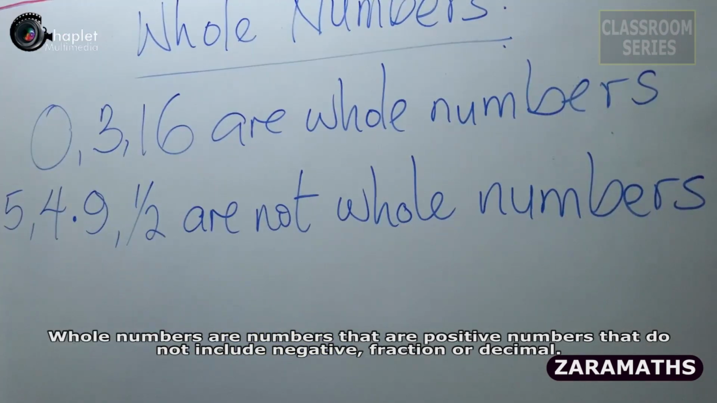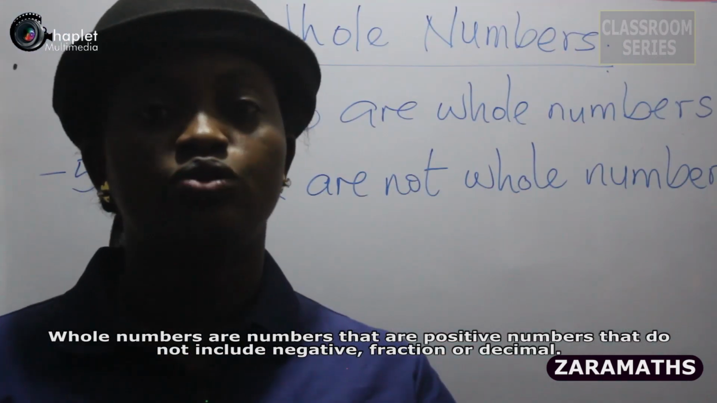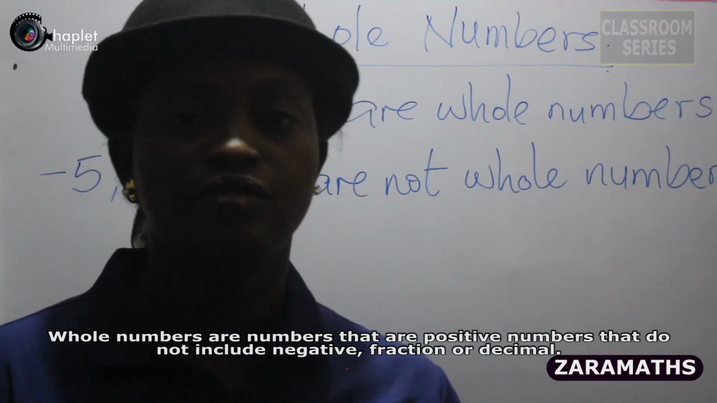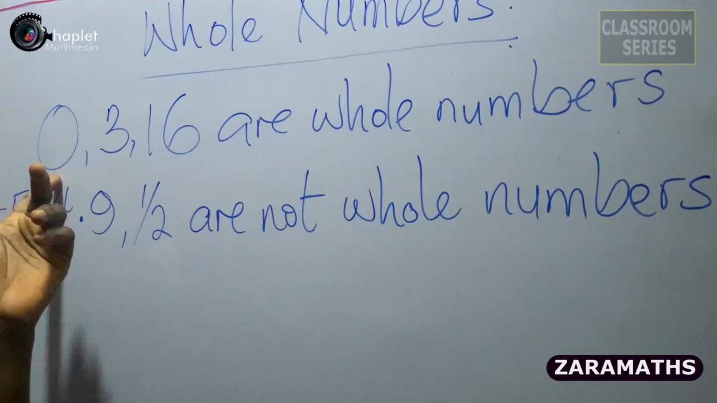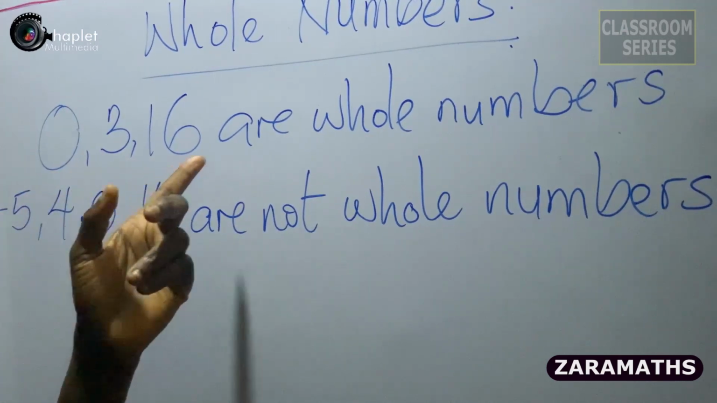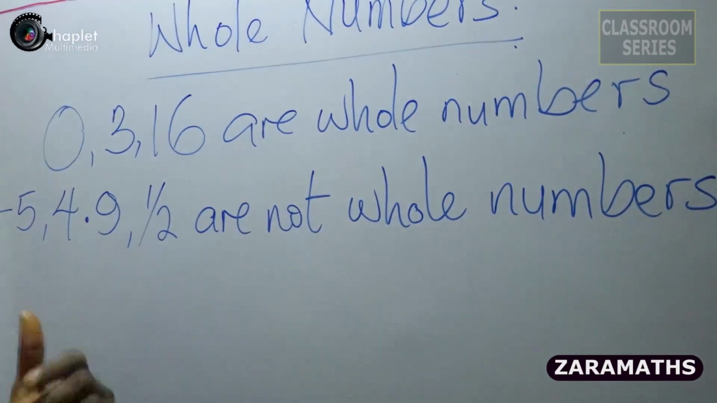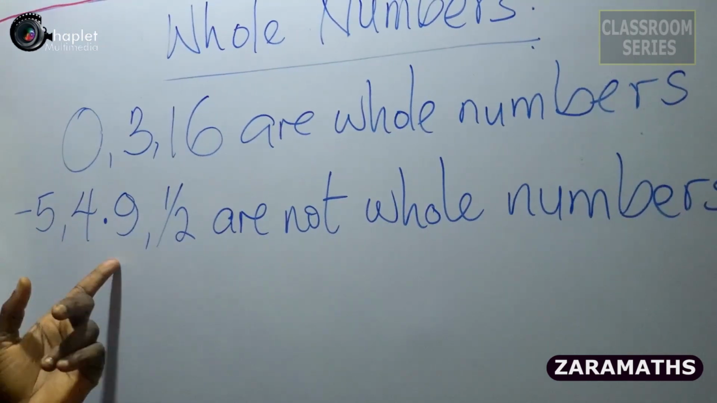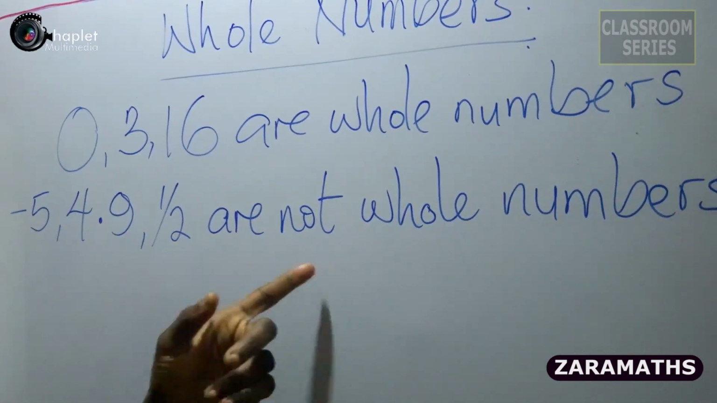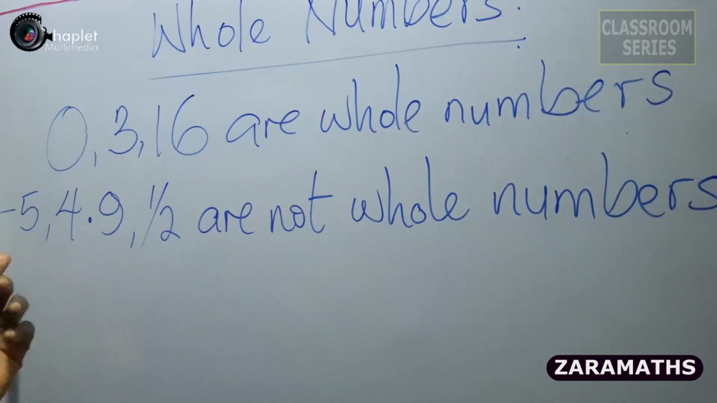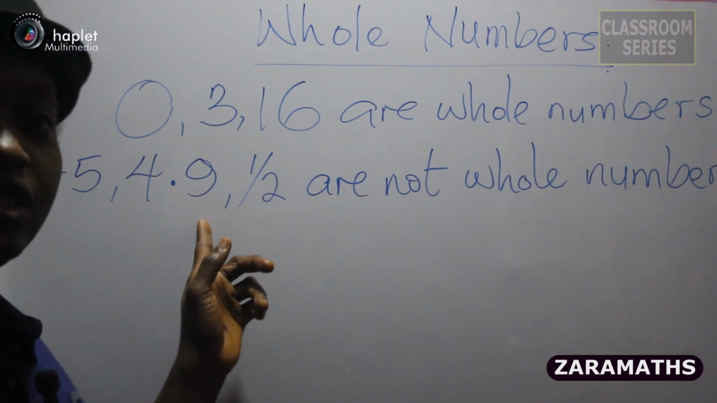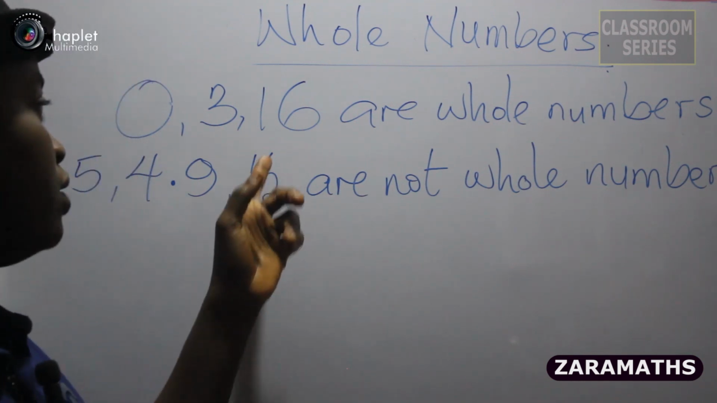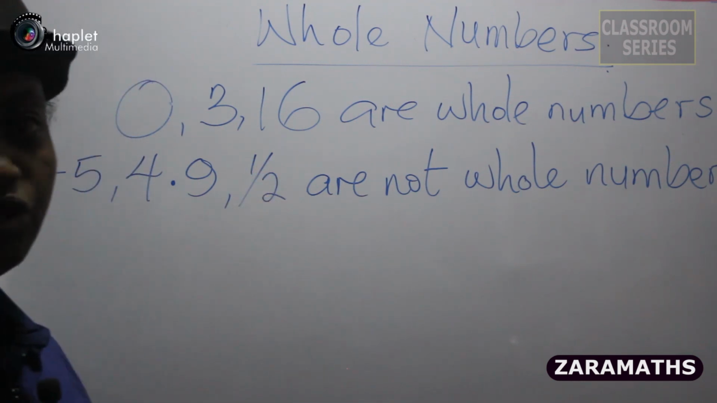Whole numbers are positive numbers that do not include negatives, fractions, or decimals. For instance, 0, 3, 16 are whole numbers, while minus 5, 4.9, 1 over 2 are not whole numbers. Minus 5 is a negative number, 4.9 is a decimal number, while 1 over 2 is a fraction.